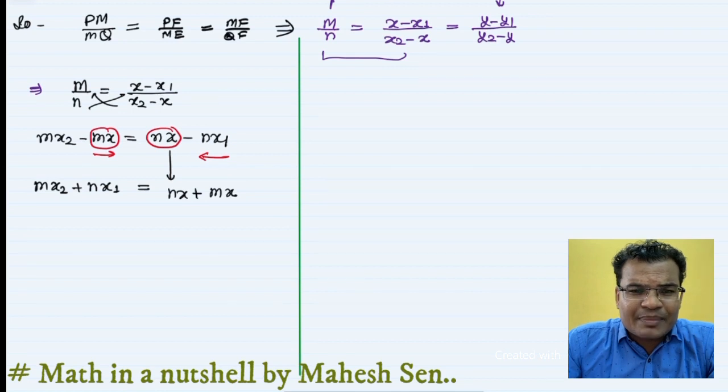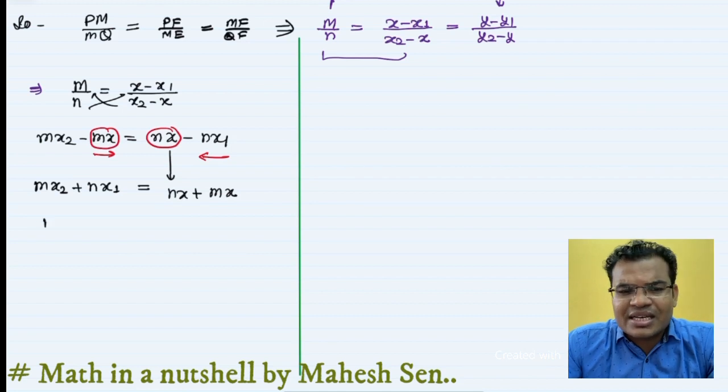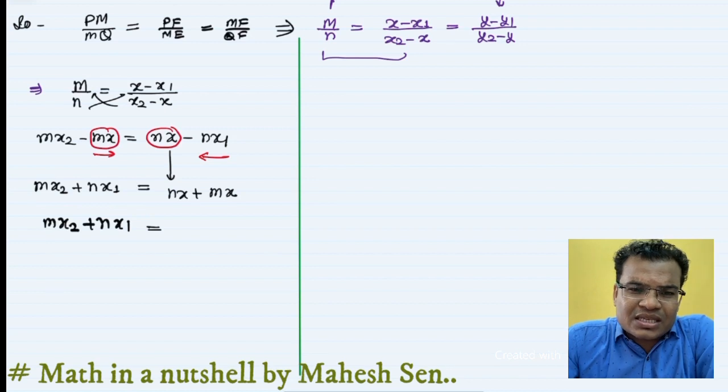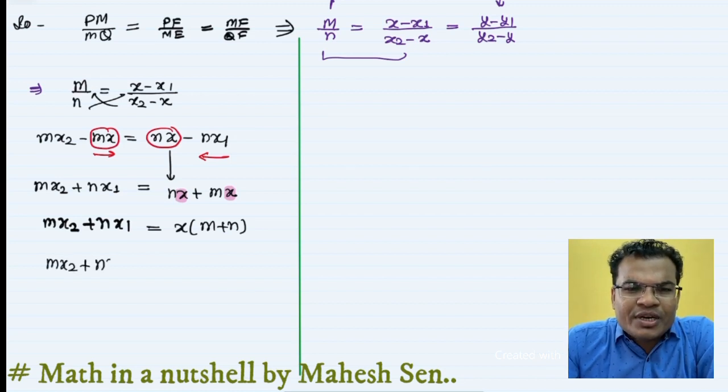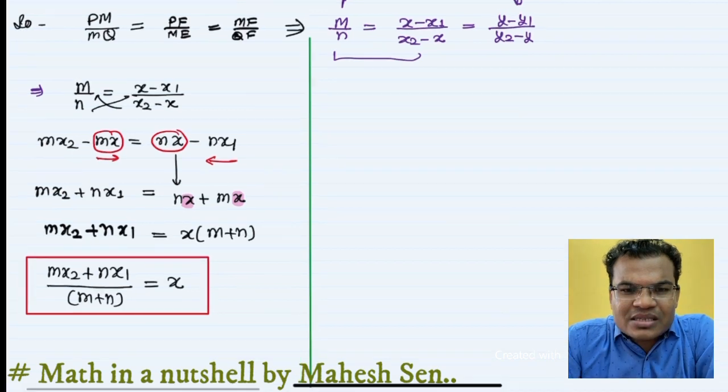After this, the left hand side has no change, so we copy down mx2 plus nx1 as it is. On the right hand side x is common, so we take x common: mx2 plus nx1 is equal to x times (m plus n) in the bracket. We want the value of x, so this m plus n will go in the denominator: x equals mx2 plus nx1 upon m plus n. Okay, so this is your answer, the value of x.